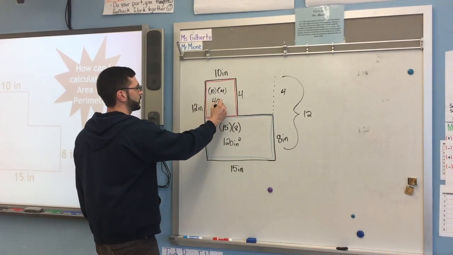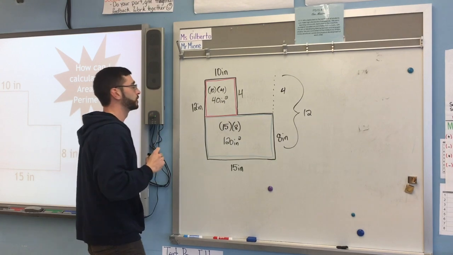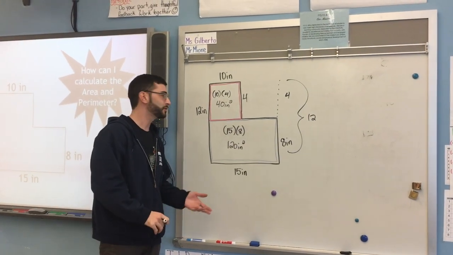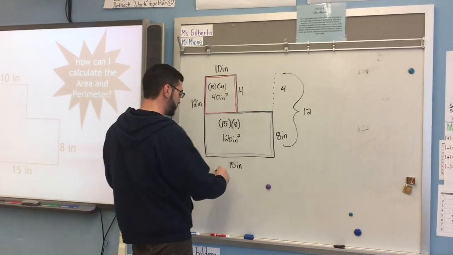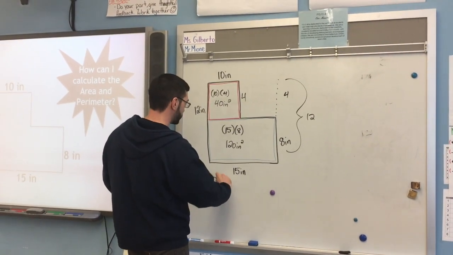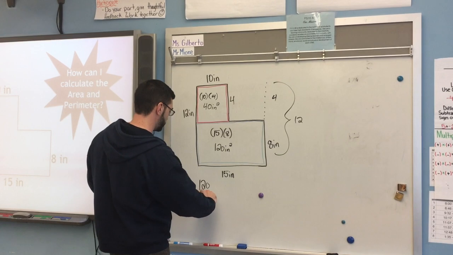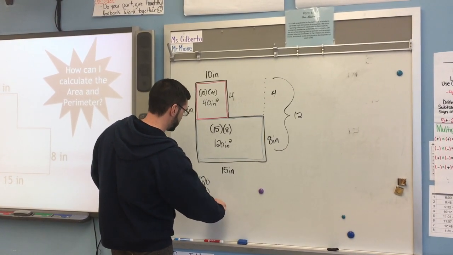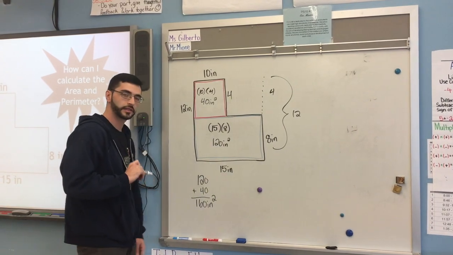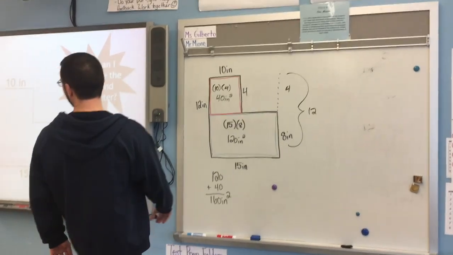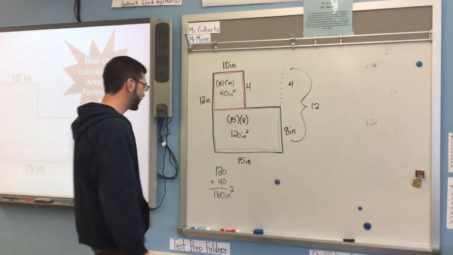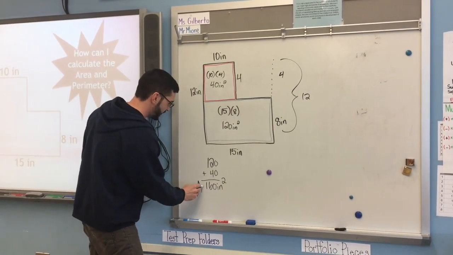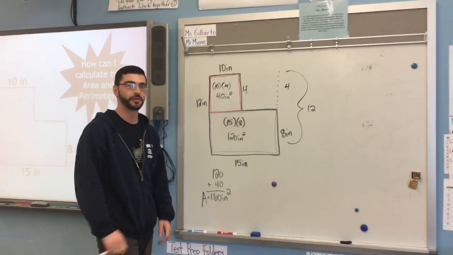10 times 4 gives me 40 inches squared. Last thing I need to do now is just add them up. And I should get the same thing as Miss Gilberto. So 120 plus 40, I get 160 inches squared since we're finding area. If I look back, Miss Gilberto also got 160. So that shows you that, yet again, there's more than one way we can solve.